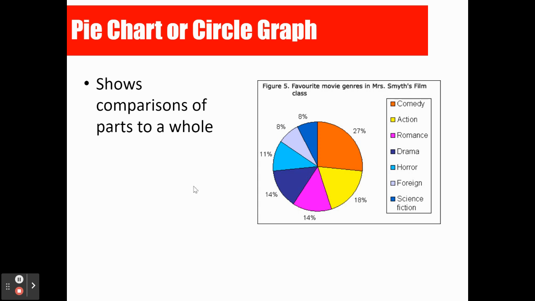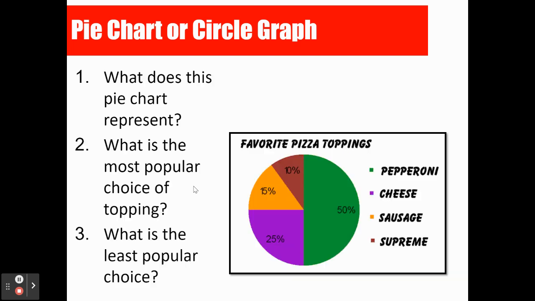A pie chart or circle graph, I always call it a pie chart, shows comparisons of a whole. So out of 100%, this is what it is. What does the pie chart represent? It represents your favorite pizza toppings. What's the most popular choice? It's going to be the one with the biggest amount or the highest percent. That's pepperoni. What's the least popular choice? Supreme. That's not a pizza topping, well, anyway. The smallest slice of the pie equals the smallest representation.